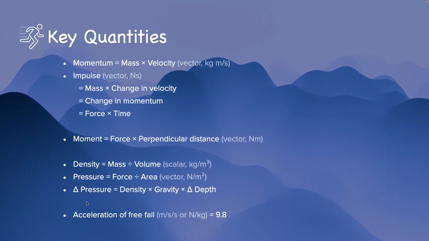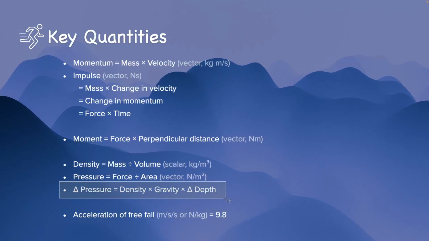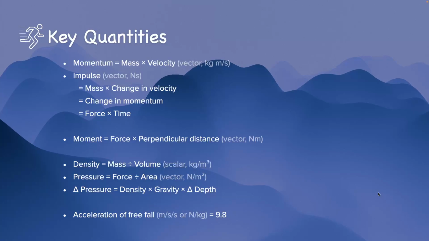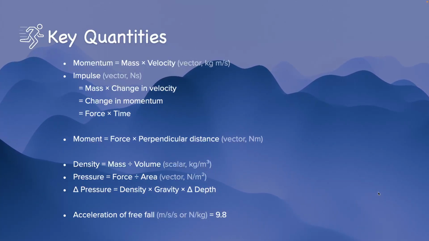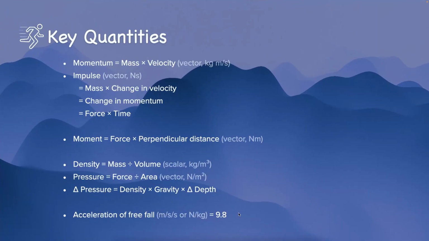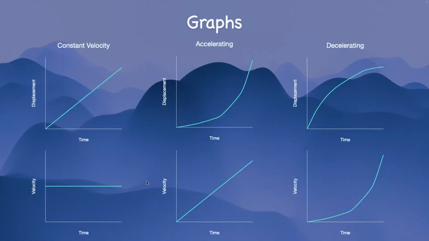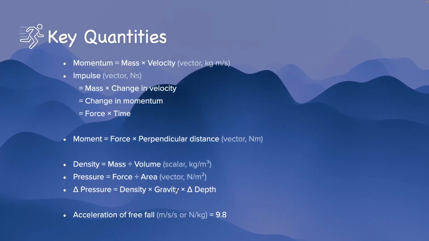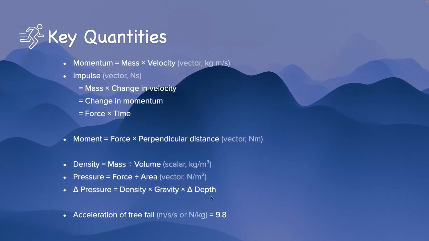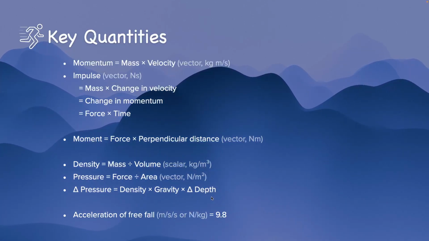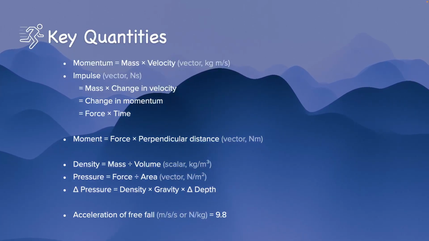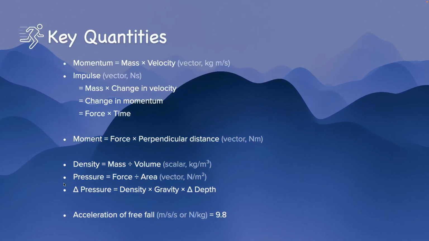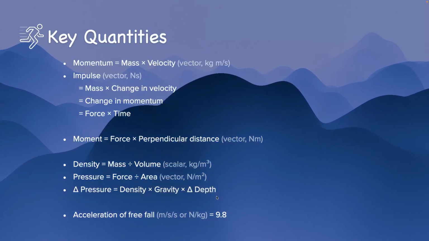The change in pressure is calculated using this formula. So you have the density of the fluid. For example, if you have pressure on water, so if you have a ball that's underwater, you can use the density of the water and the gravitational constant, which for Earth is 9.8 meters per second square, and you can use the change in depth. So for example, if a 1 kg ball is 1 meter underwater versus if it is 2 meters underwater, the change in pressure can be calculated using this formula.